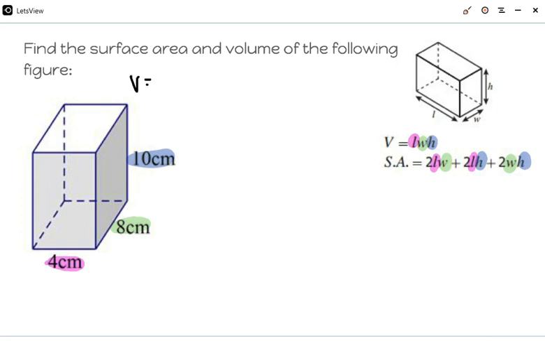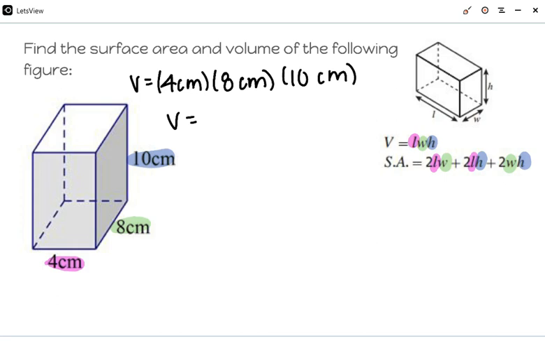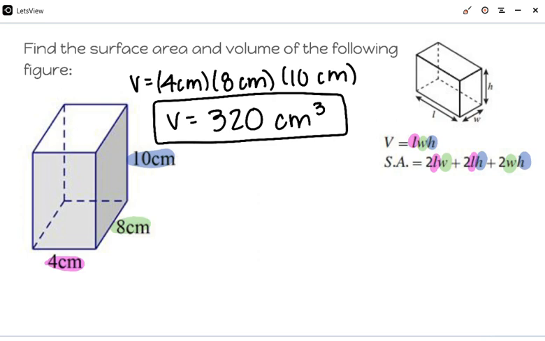Okay, so for volume, we have 4 centimeters times 8 centimeters times 10 centimeters. Pay extra attention to why I have these units. When you put that into Desmos, 4 times 8 times 10 is going to give us 320 centimeters times centimeters times centimeters, which gives us centimeters cubed. Volume is always going to have centimeters cubed. Literally always. There's no exception. Volume is always units cubed, or to the third.